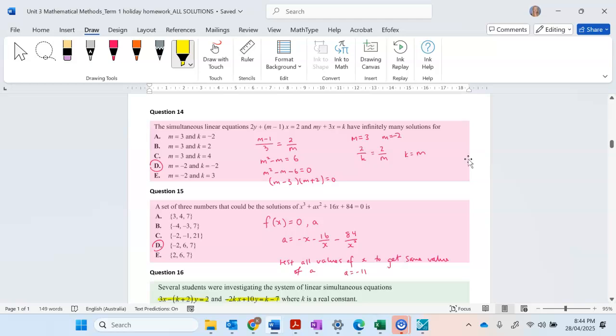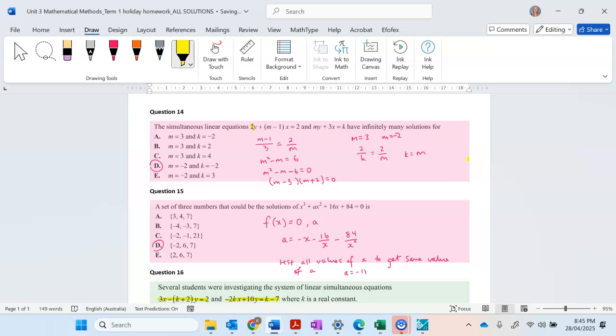All right, question 14. The simultaneous linear equations, blah, blah, blah, have infinitely many solutions. So again, you can just substitute these into your equations. You don't have to go through, but I love solving simultaneous equations, and I know that makes me sound very nerdy, but it's just a great process. Just make sure it's in the right order. So we've got our coefficients of y and our coefficients of x. X doesn't have to be first. You often see x being first, but you're just doing your coefficients of y.